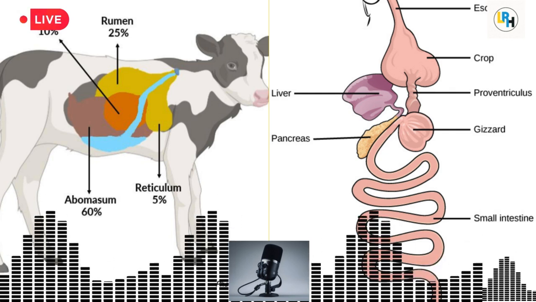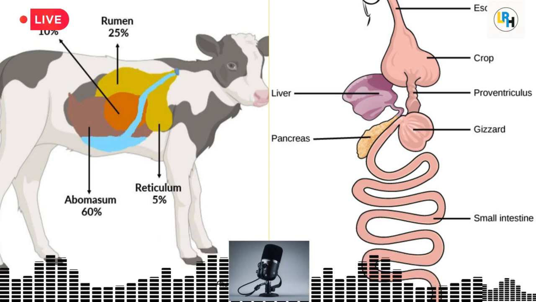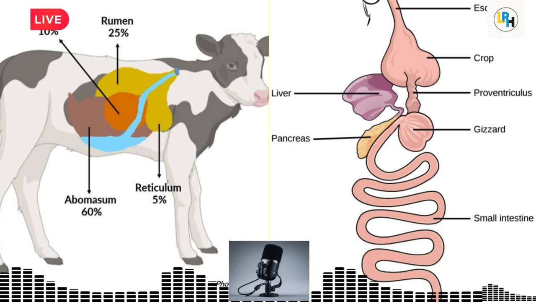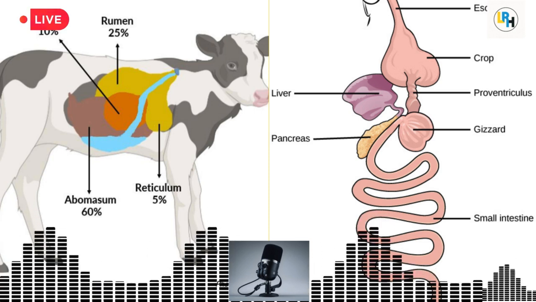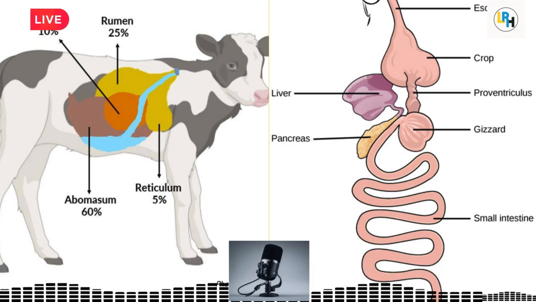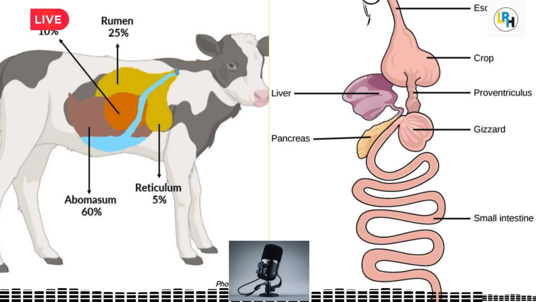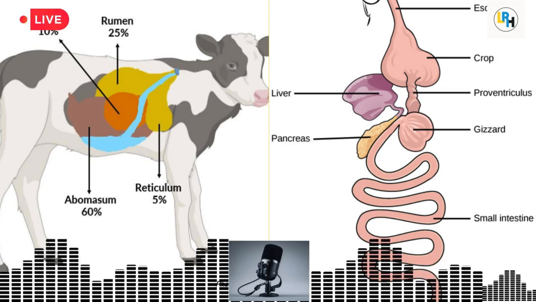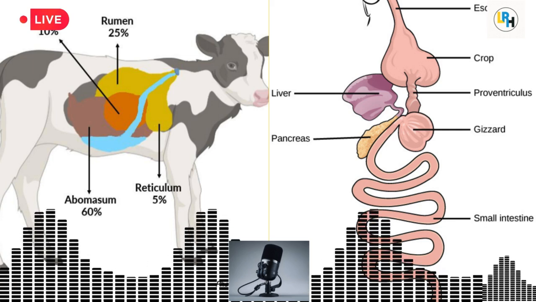Good morning, class. In today's lesson, we are looking at domestic animals and their digestive systems. By the end of this lesson, you should be able to give examples of domestic animals, describe the differences between ruminants, monogastric, and poultry digestive systems, and explain the functions of the main parts of their digestive tracts.